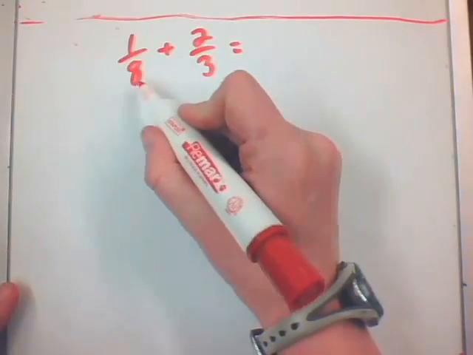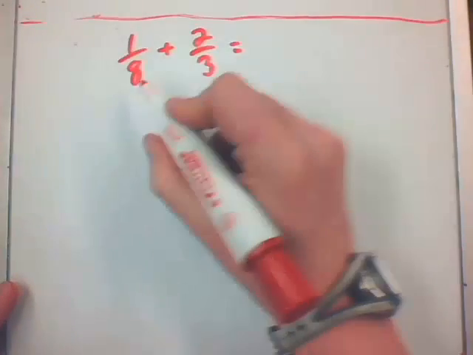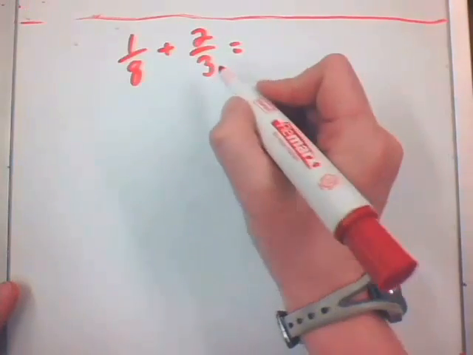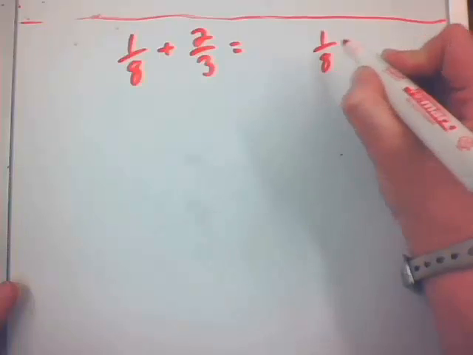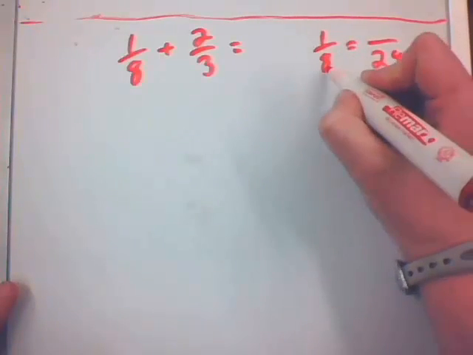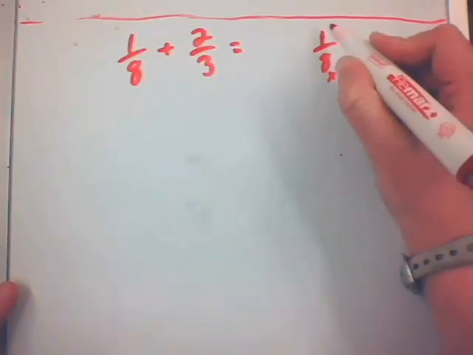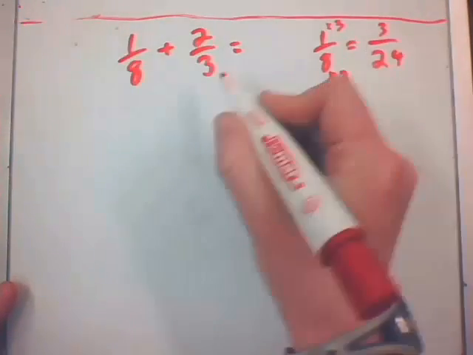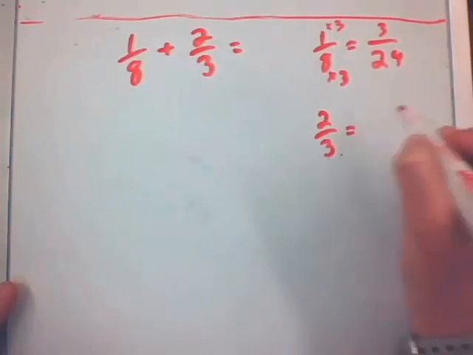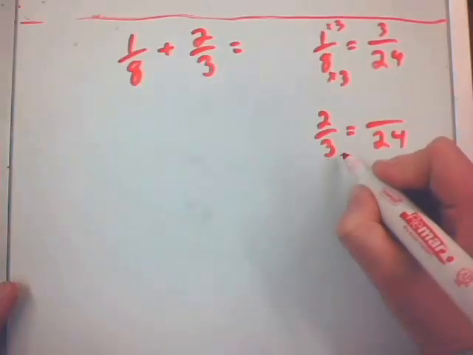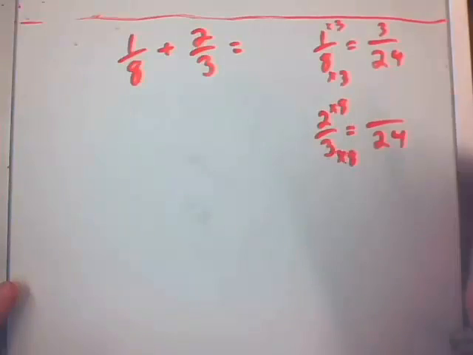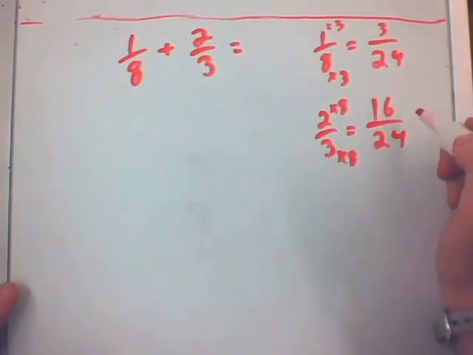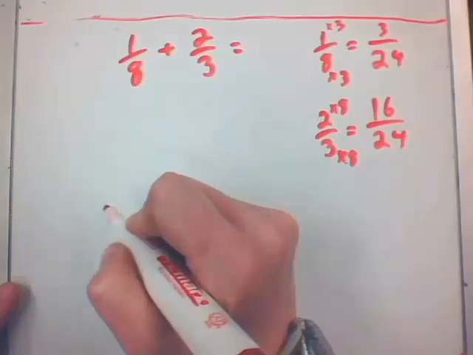So, now that I know that I'm using 24 as my common denominator, I have to make equivalent fractions for 1 over 8 and equivalent fractions for 2/3 with a denominator of 24. So I go 1 over 8 equals something over 24. And I know 8 times 3 is 24, so 1 times 3 has to be 3. I do the same thing for 2/3. So my common denominator is 24, so I need an equivalent fraction. 3 times 8 is 24. 2 times 8, 16.